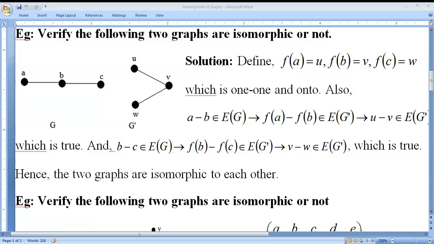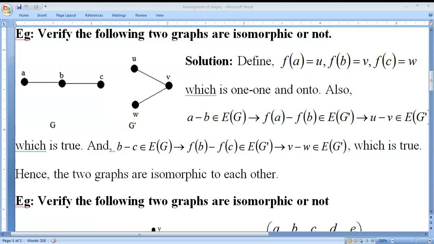So I have mapped C onto W. So I have mapped A to U, B to V, and C to W. Now we need to check whether this function is bijective or not. We have already seen the definition of a bijective function. It must be a one-one function and an onto function.